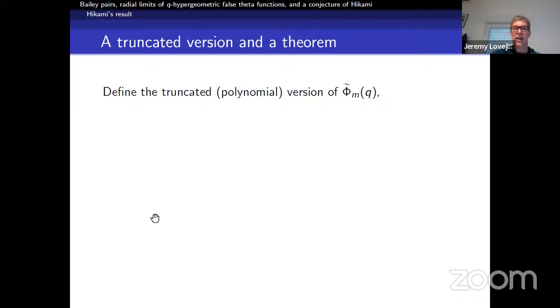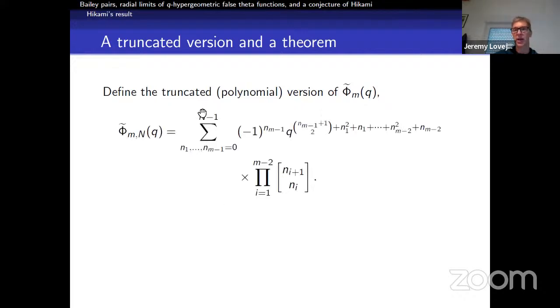Okay, and then Hikami defined a truncated version of this q-hypergeometric series, phi sub m of q. By truncated, I just mean that he truncated the sum. So instead of summing over all n1 up to n m minus 1, we just sum for all of these less than or equal to capital N minus 1. And then here's this capital N in the notation. Okay, so this is just a truncated version. This is a polynomial because q-binomial coefficients are polynomials, Gaussian polynomials, as they're called.